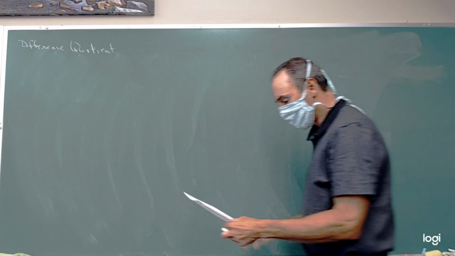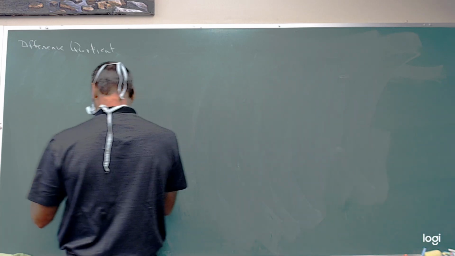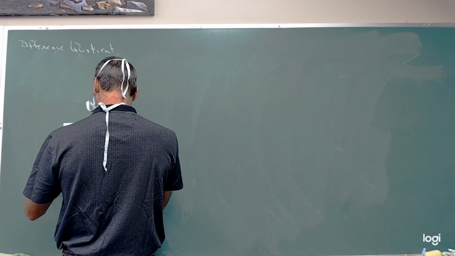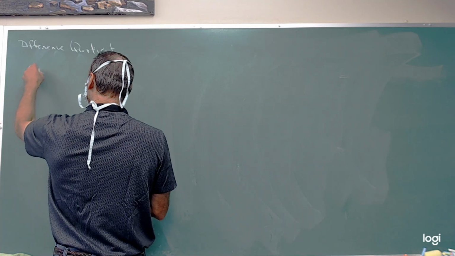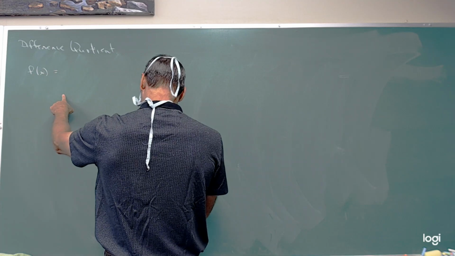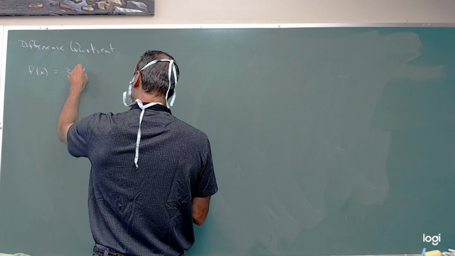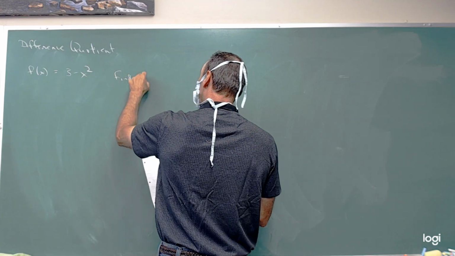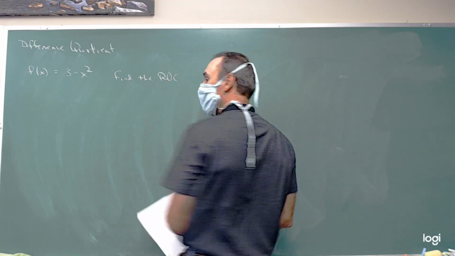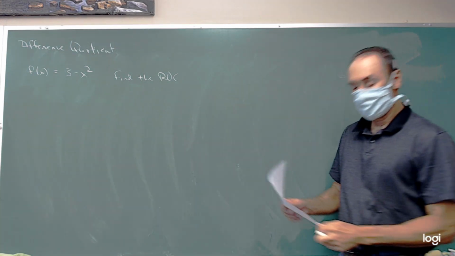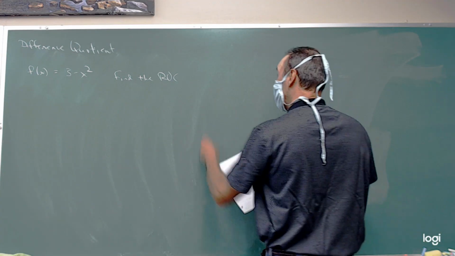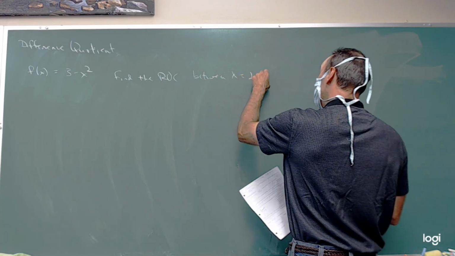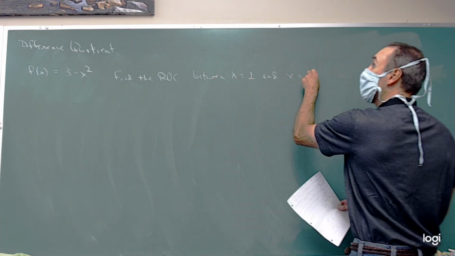So I'm going to start with one with just numbers, and then I'm going to quickly go to doing ones that are more abstract. So I'm going to say f of x is equal to 3 minus x squared. And can we find the average rate of change, which I'm going to just call ROC, the average rate of change between x equals 2 and x equals 5.